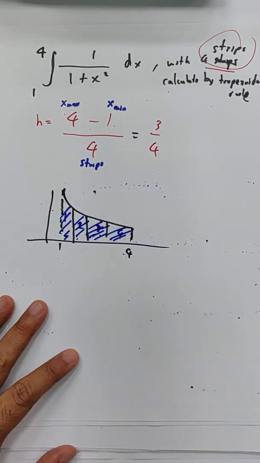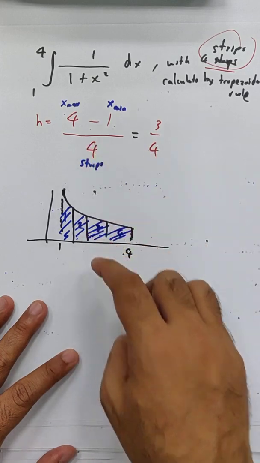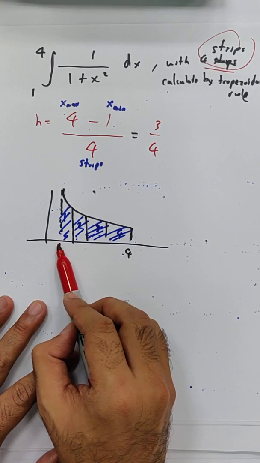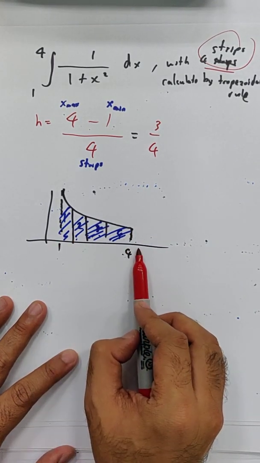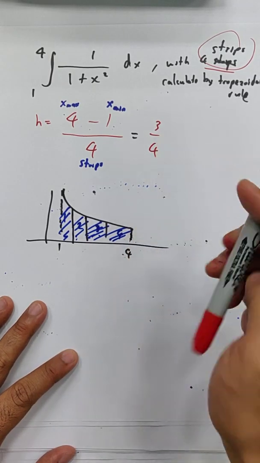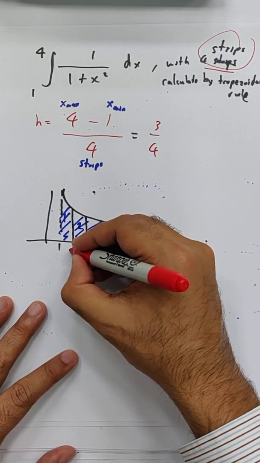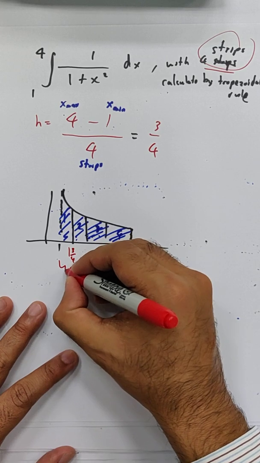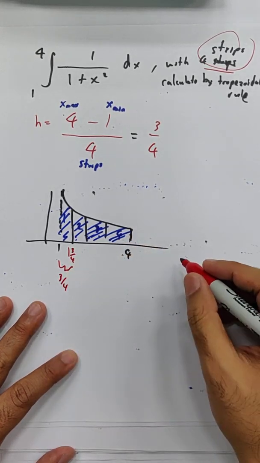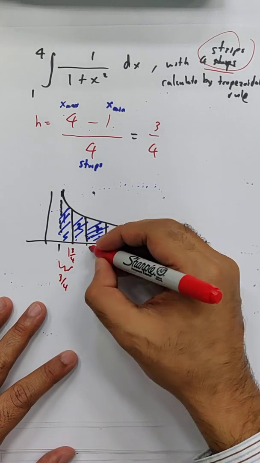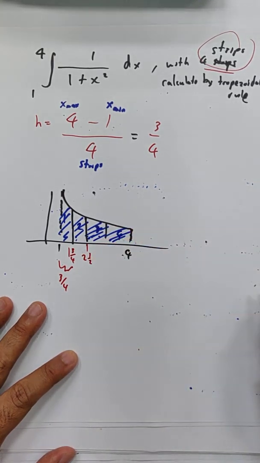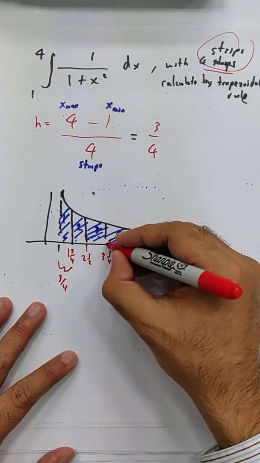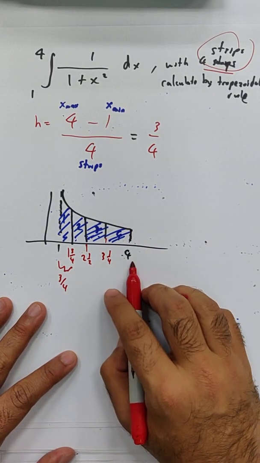Okay, 1, 2, 3, 4 strips. That's where the strips come in. And this h, which gives us 3 over 4, is the distance from one strip to another. So 1 plus 3 over 4, well, you can say 1 and 3 over 4. The distance here is 3 over 4, and plus 3 over 4 again, what do you get? 2.5. Plus 3 over 4 again, 3 and 1 over 4. Plus 3 over 4 again, you got 4.